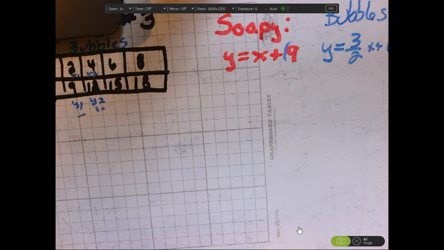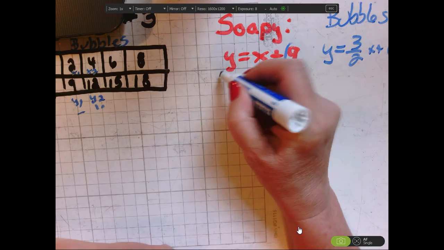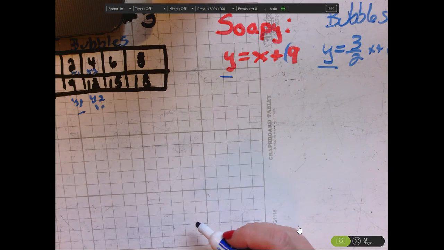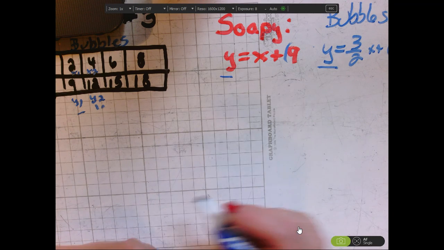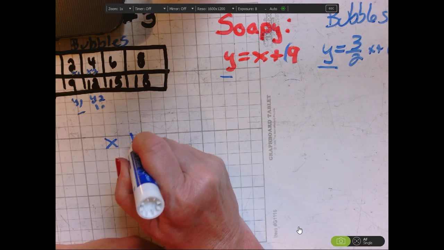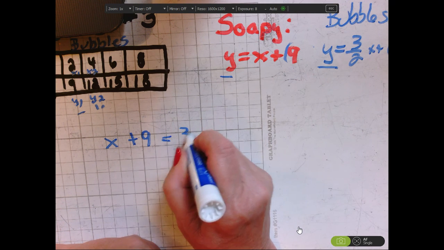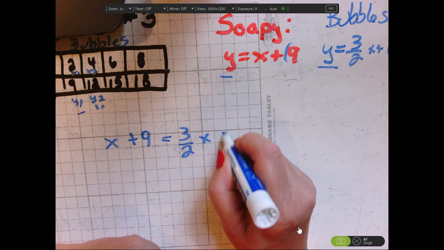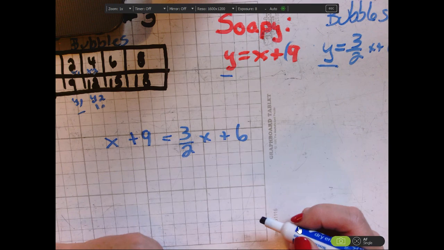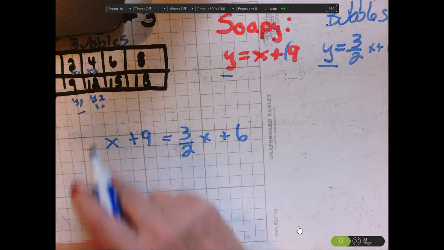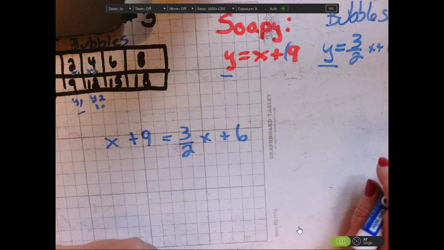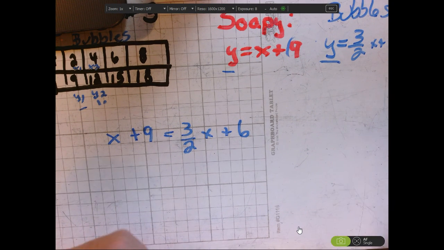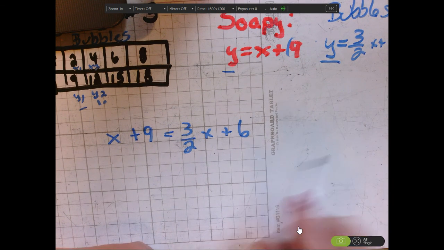Well, for the total cost to be the same, total cost is y. So if I want the total cost to be the same, I can set these two equations equal to each other and then solve for x. So x plus 9 equals 3 over 2 x plus 6. You have some choices here. You can just subtract the x's over, or you can multiply through by 2 to get rid of the fraction. I don't like to deal with fractions, so let's do that.